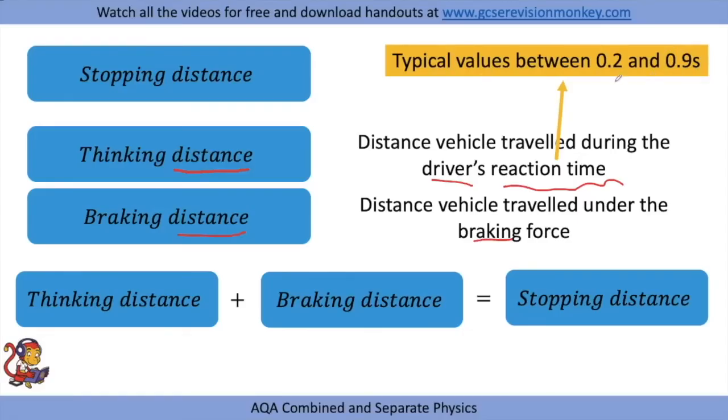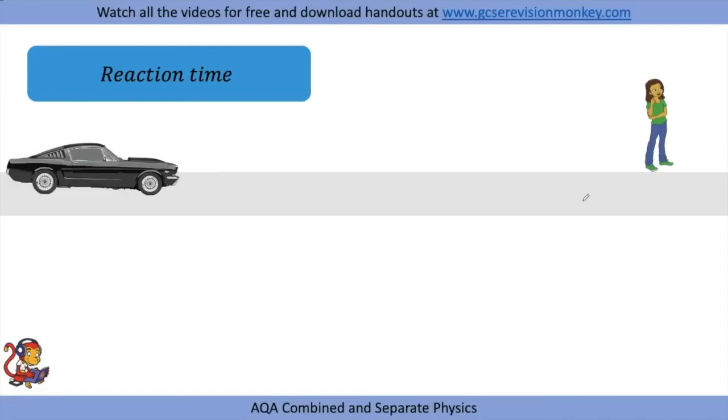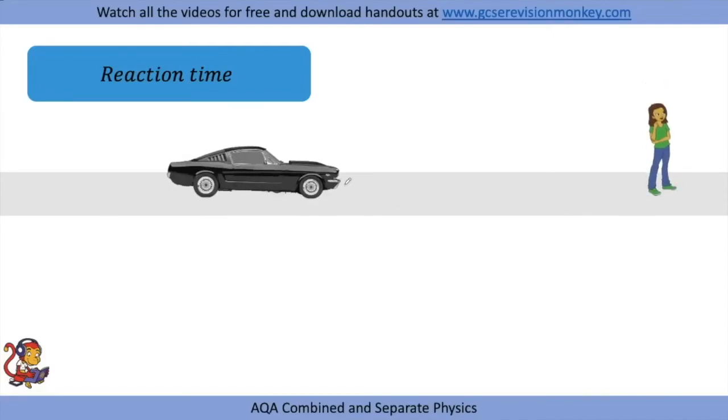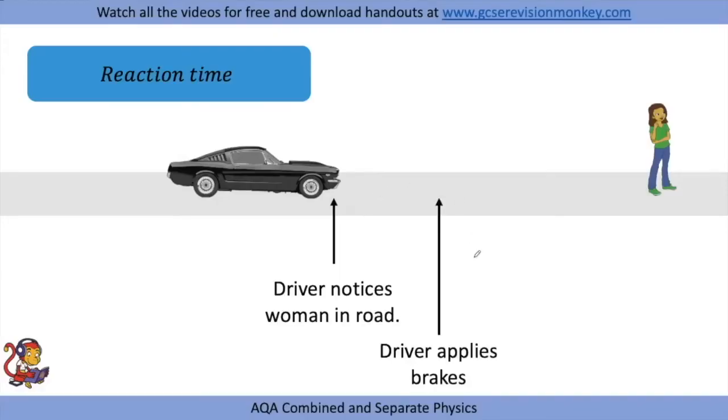So let's have a look at a scenario here. We've got a car driving along and a woman steps out. So the point then here that the driver notices the woman in the road will be the point that he starts to think about putting on the brakes. And at this point later on, this is the point where he actually applies the brakes, then this distance in between will be the thinking distance, the distance the car travels during the driver's reaction time.